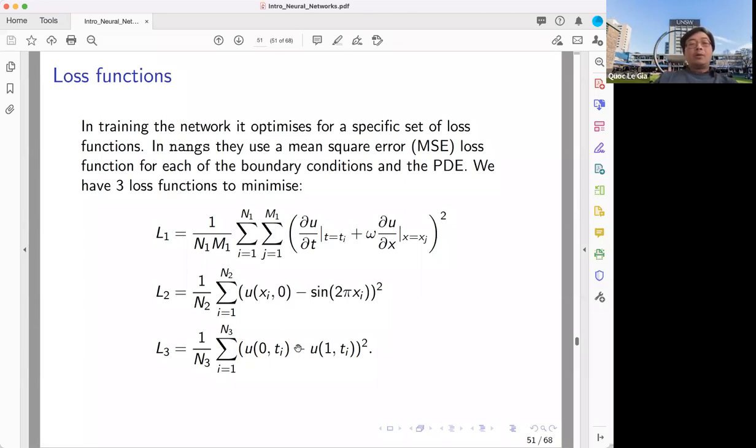And the third loss function is for the boundary condition at the points x equals 0 and x equals 1. At every time t, it has to be the same. And we try to minimize the mean square errors of L1, L2, and L3.